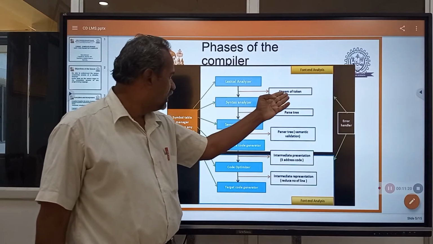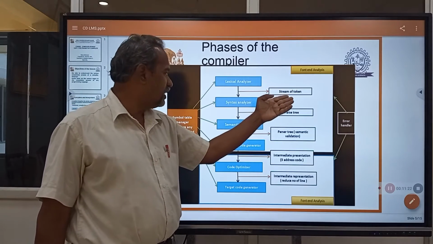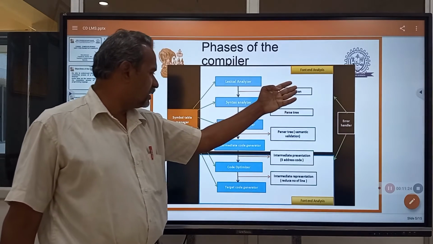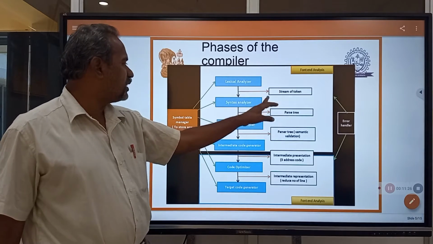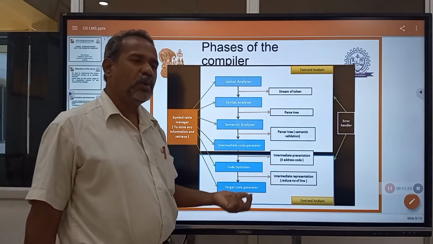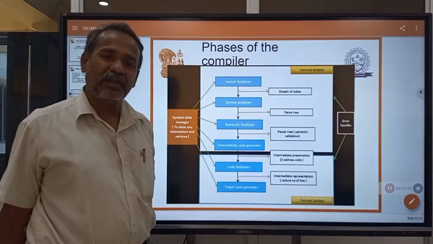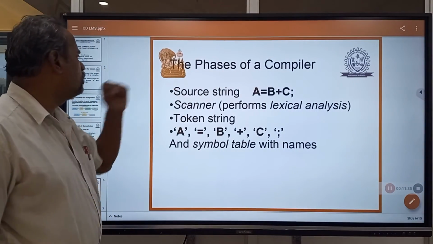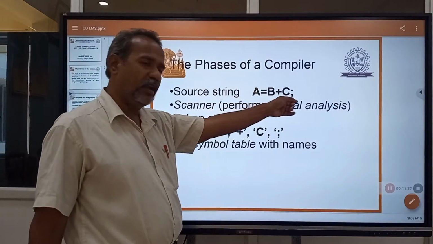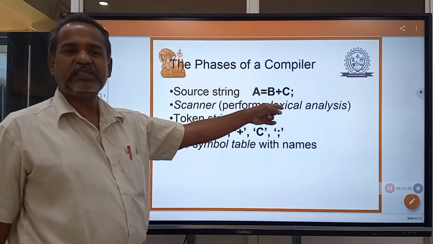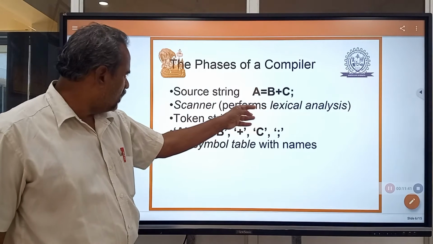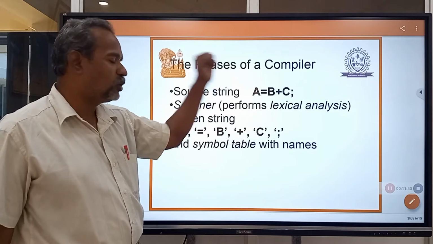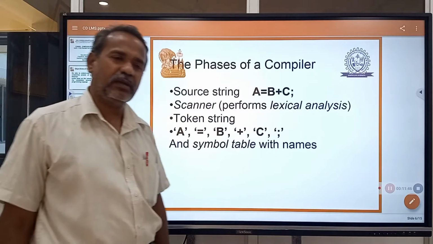It will check what the tokens are. A, B, C are the new variables, which are considered tokens, and plus and equal to are the stored symbols of the language. What language? C language. Because A equal to B plus C semicolon is a syntax of the C language. Now the tokens will be passed as input to the second phase of the compiler.